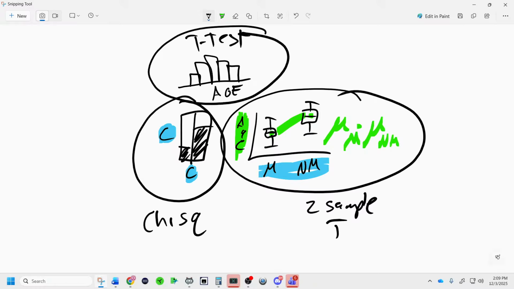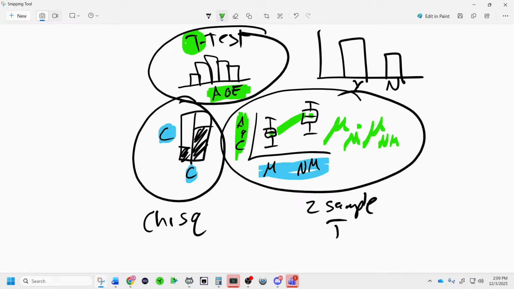And then the only one I'm missing right now is the one proportion, which would look like, if we graphed it out like a bar chart, the proportion of people who own pets, yes or no. And that would be one categorical variable. So this is age, which is quantitative, which goes with the T.